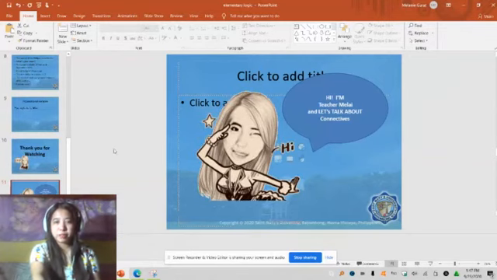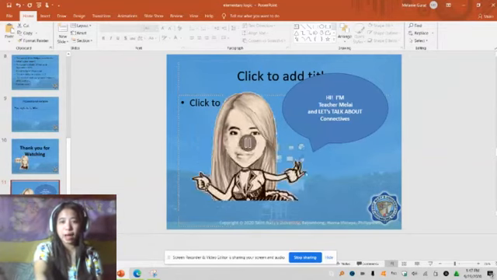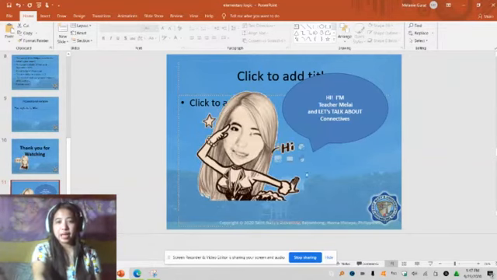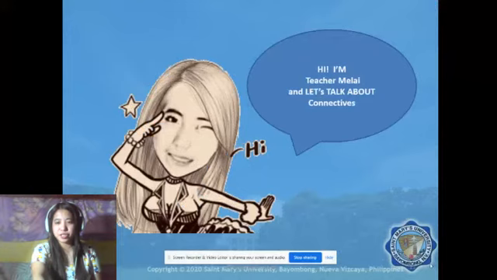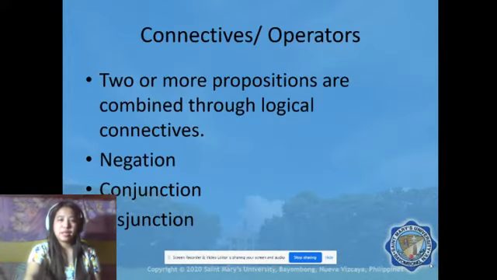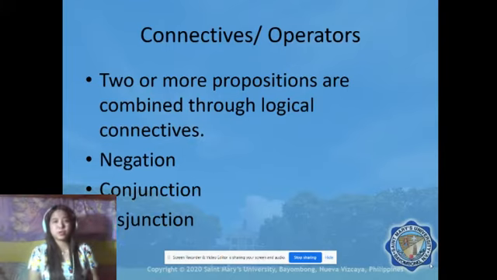Okay, so I'm Teacher Melai and let's talk about logical connectives. So in this topic, we are going to talk about the different logical connectives, or sometimes they are also called operators.